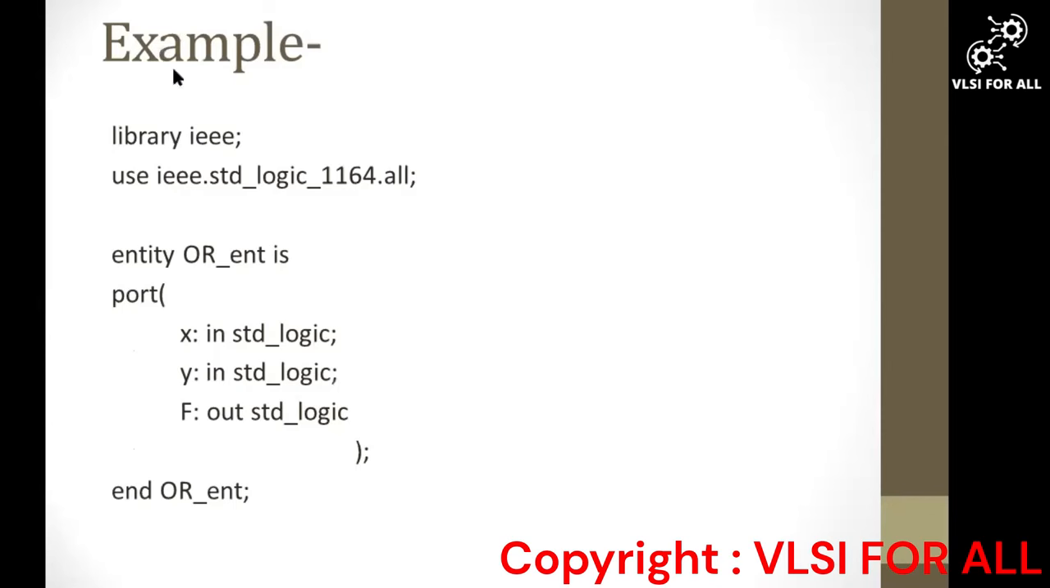This is the example that I have taken. First we have to import library IEEE. IEEE is a standard international library. In the IEEE library we will use std_logic_1164. This is the specified name of the package, and we will import .all, that is, all the files in it. Then entity or_ent, this is the name of our entity. After that, we have declared port X input port, Y input port, and F is output port. And after that, we end the entity using end or_ent.